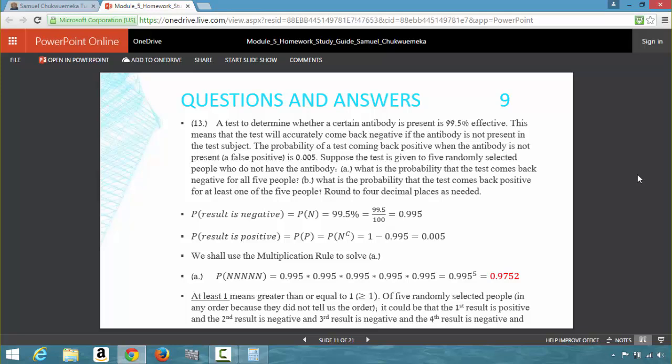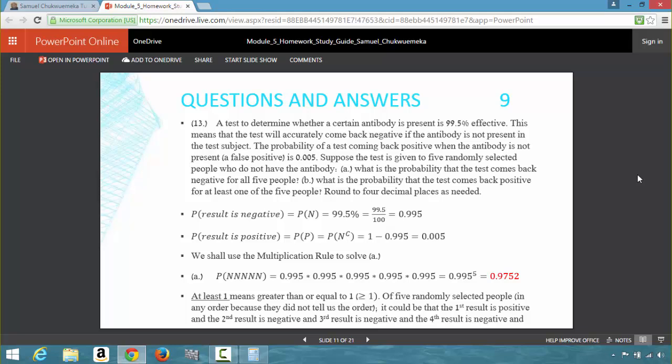Question 13. A test to determine whether a certain antibody is present is 99.5% effective. This means that the test will accurately come back negative if the antibody is not present in the test subject. The probability of a test coming back positive when the antibody is not present, in other words, a false positive, is 0.005.